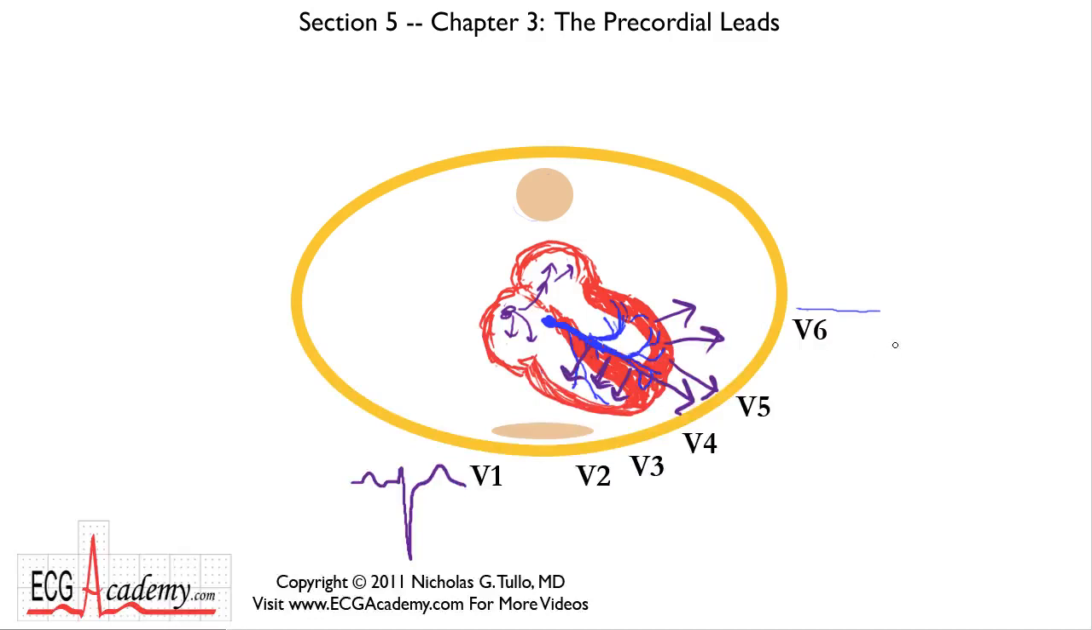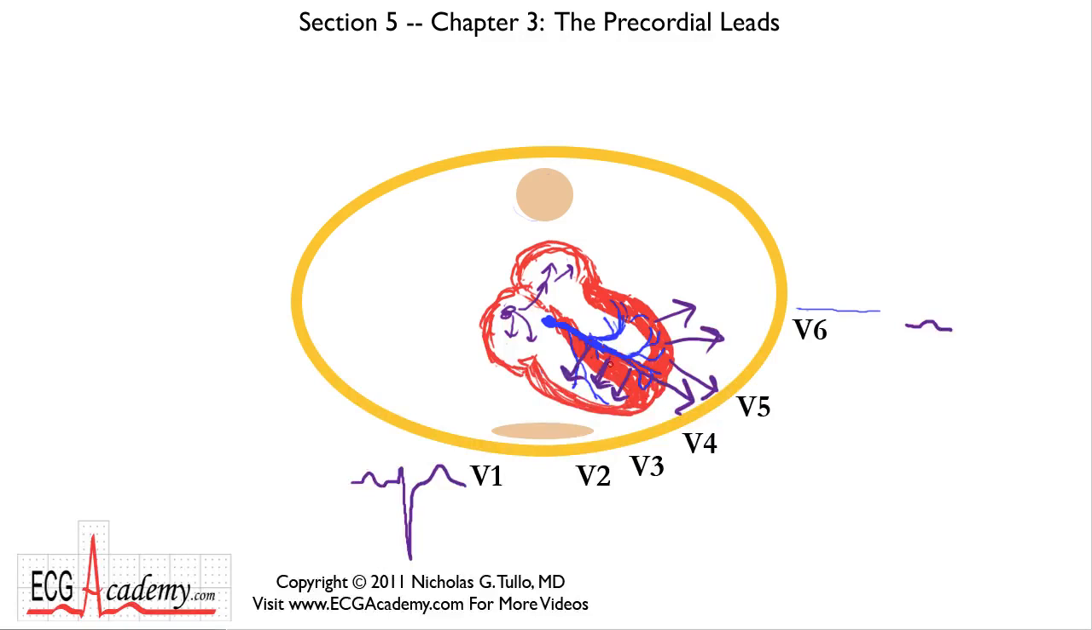Now let's take V6, on the other hand. V6, what happens is you get a P wave that's sort of upright because it's traveling towards V6 all the time. It's traveling sort of towards the left. So you'll get a fairly upright P wave.